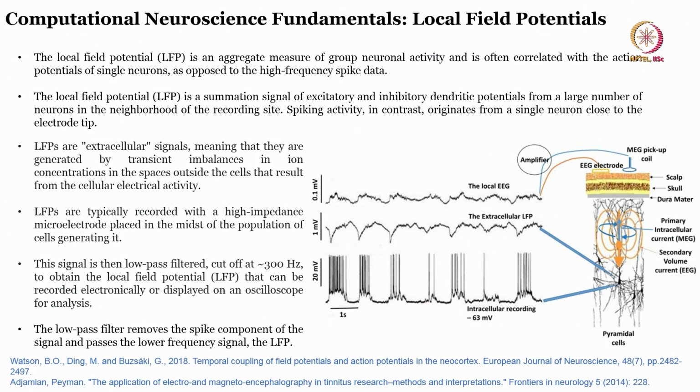So, until now we have been looking at the action potential, but what about the local field potential? Here we can see pyramidal cells, the secondary volume current, which is your EEG, and the primary intracellular current, which we call MEG. There is the dura mater, the scalp, and the scalp electrodes, whether you want to capture the MEG or the EEG. Finally, whatever the signal is, you have to amplify it and then you can present it.